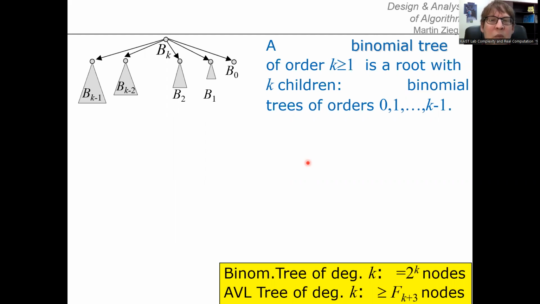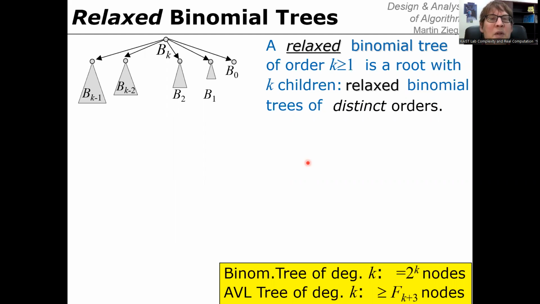So a binomial heap was a collection of binomial trees. Now we consider a Fibonacci heap, which is a collection of relaxed binomial trees. So what is a relaxed binomial tree? A relaxed binomial tree, as opposed to a strict one, is again a root with children, but the children are in turn relaxed binomial trees of different orders. So that means that these subtrees are replaced in turn inductively by relaxed binomial trees.